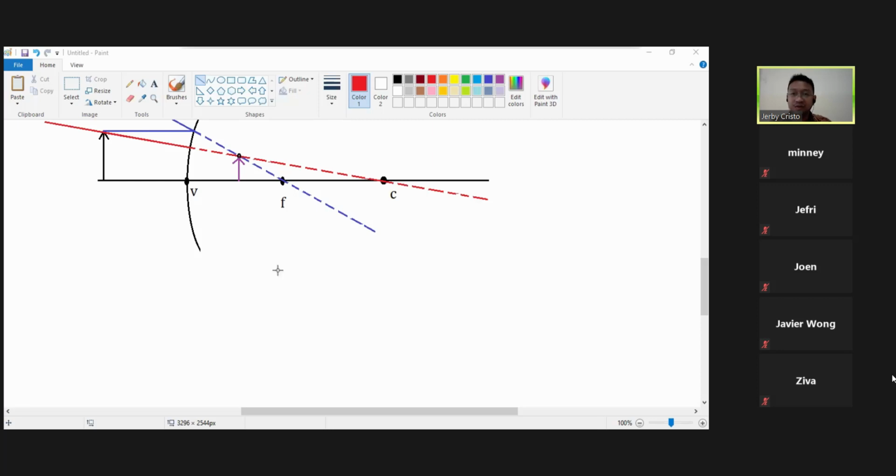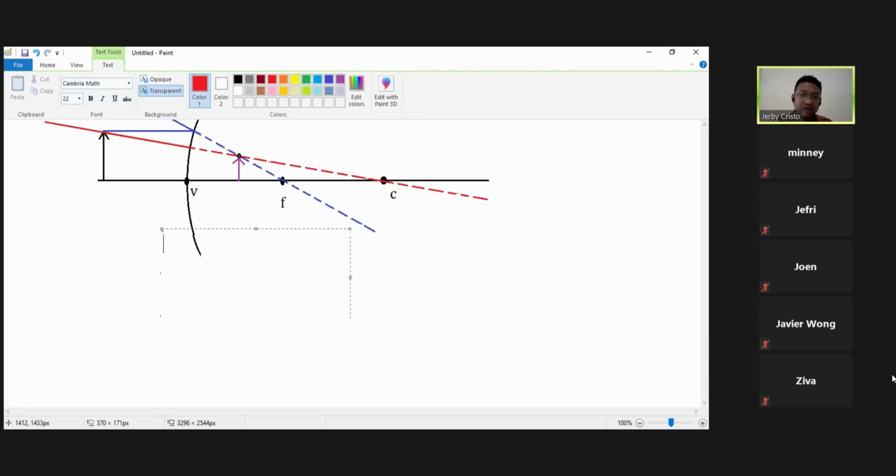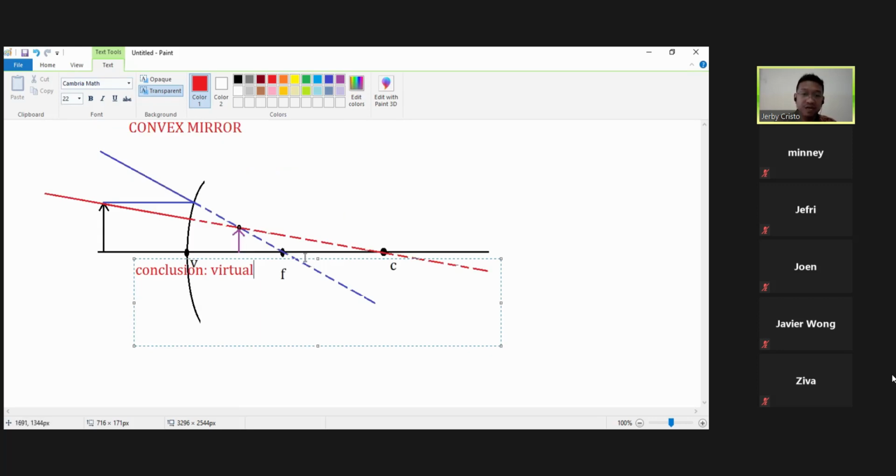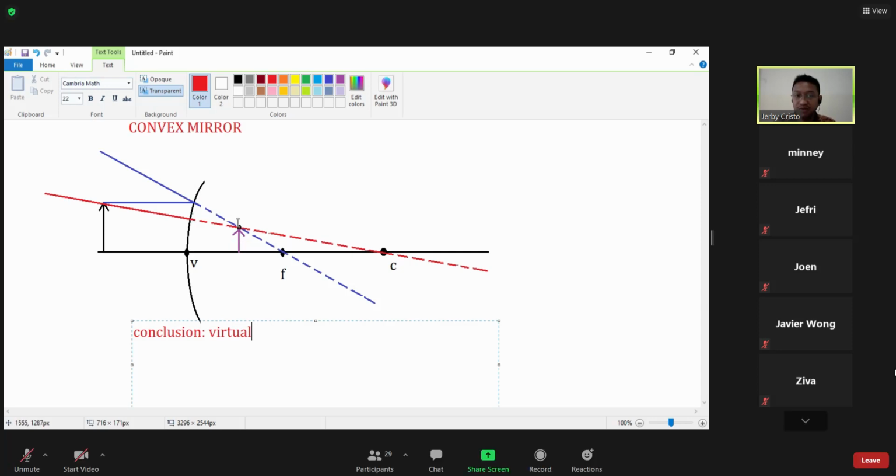Here's how we describe the image form. Okay, so it's virtual, yes, because it is formed behind the mirror. So since it's behind the mirror, there's no way it will be projected on a white screen. But let's say you put a screen in front of the mirror, this will not be visible there, because it is virtual. Next, the size is smaller than the object.